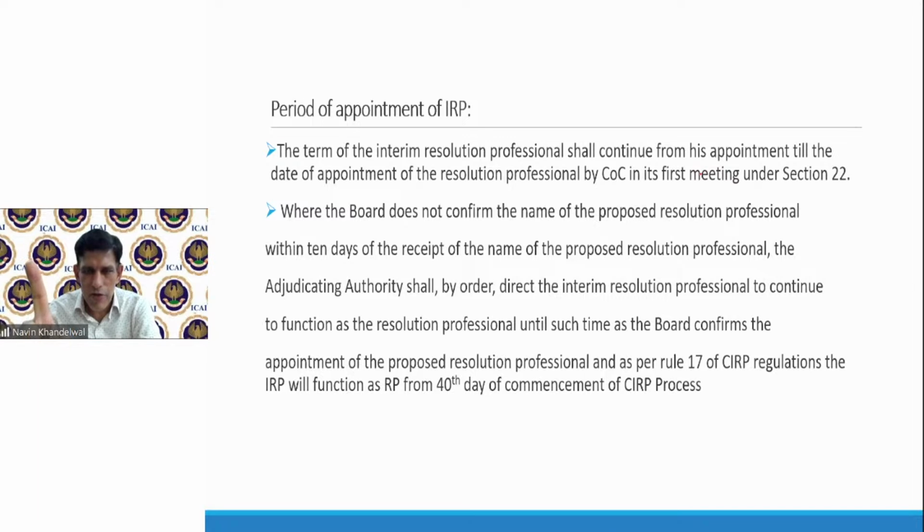So he will hold the office till the first COC meeting. In the first COC meeting, the COC may either continue with the same IRP and appoint him as the RP, or they can replace him with another RP. Obviously, that RP will be appointed by the court. Therefore, the COC has to make an application to NCLT for appointment of the new RP. Till that appointment is made, the IRP will continue to function as IRP till the 40th day, and after the 40th day, he will perform the duties of RP till the new RP comes into picture.